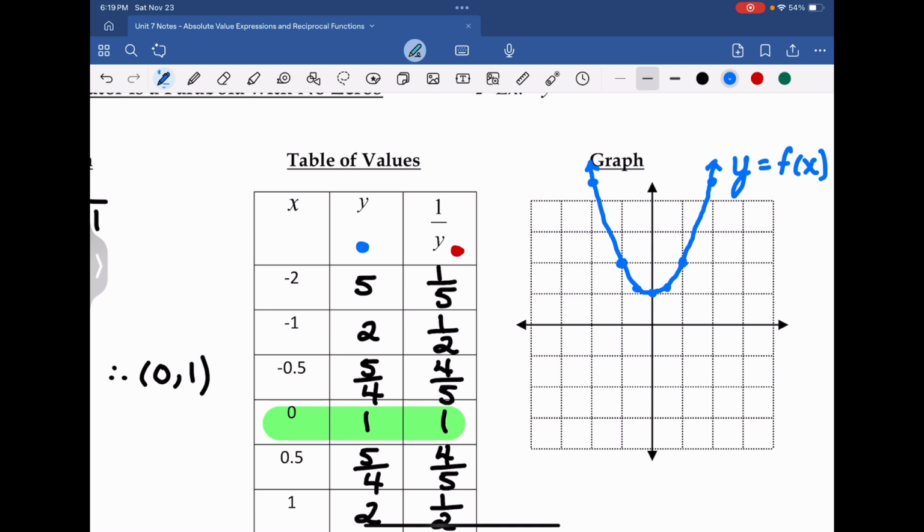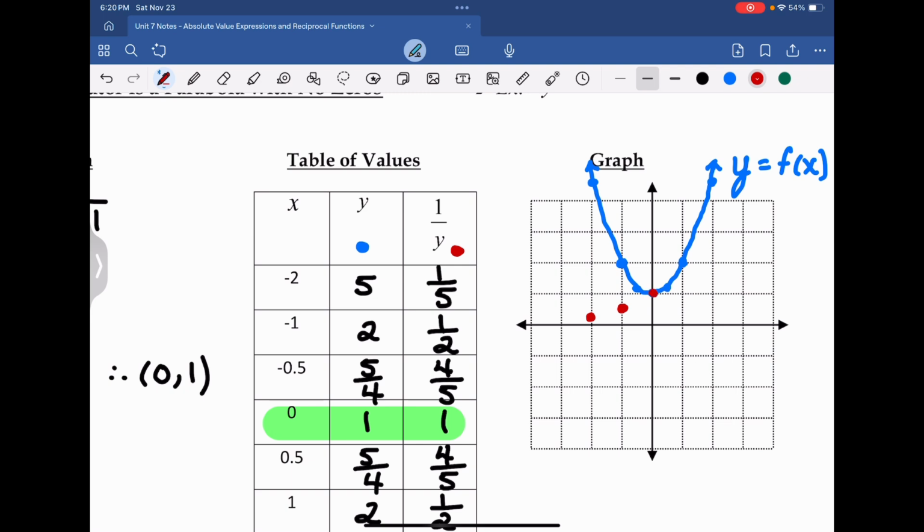This is our original function. We then want to draw in our reciprocal function. The reciprocal function comes from the idea that we take all these values and we essentially flip them. So if on the original graph, let's say this was y equals 5, the reciprocal of 5 is 1/5. At that same x value, I go down to negative 2 and 1/5, which puts me here. If I go to x equals negative 1, where y is 2, the reciprocal of 2 is 1/2, which is here.